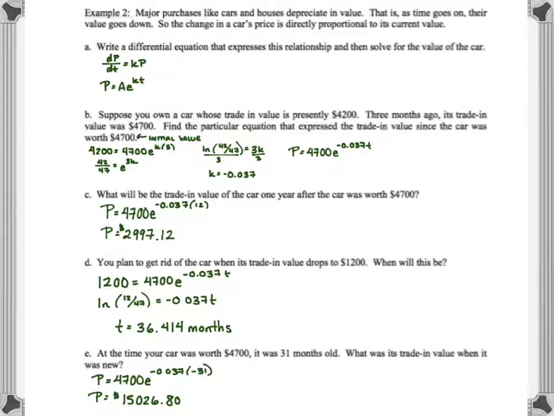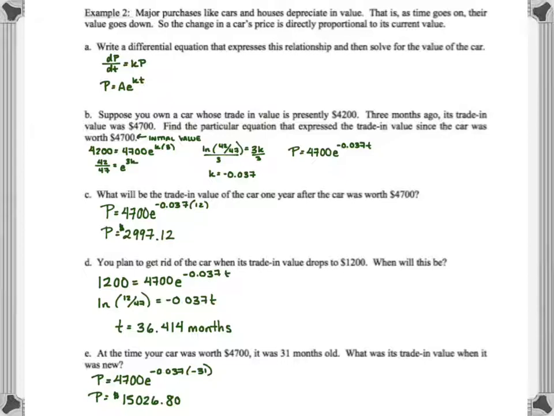Okay, hopefully you did example 2 and example 3. I have my answers up right now. My differential equation is the same as it was for the problem before. dP/dt equals kP. P in this case is price. And then my value of the car is P equals Ae to the kt, just like normal.